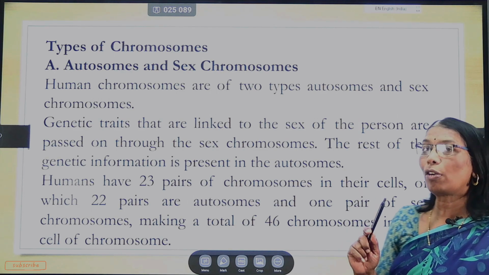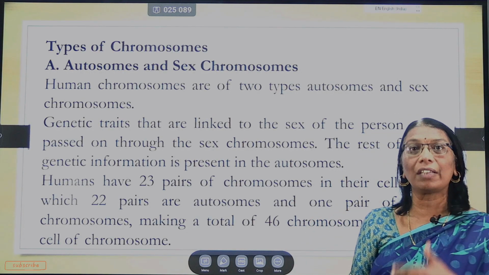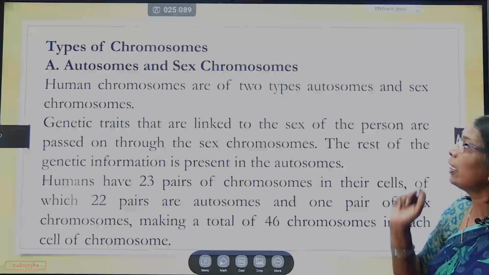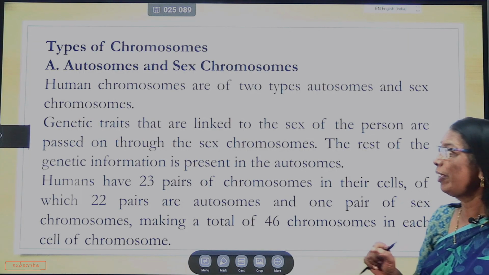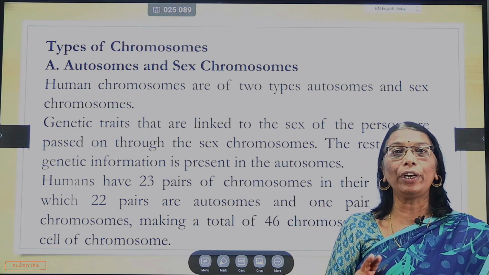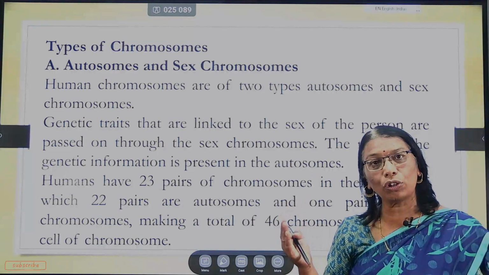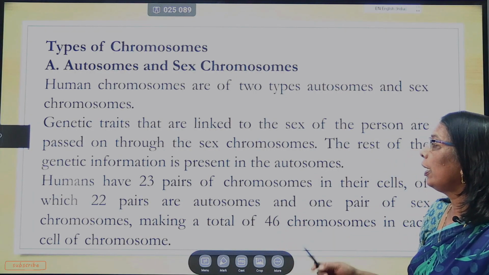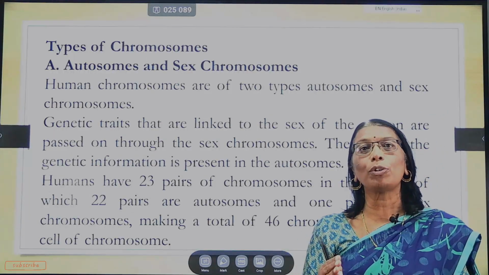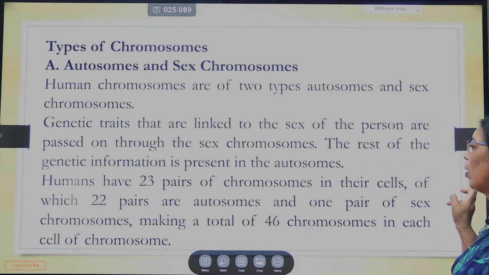While the sex chromosome means that the genes present on that chromosome are mainly responsible for maleness, femaleness, sex determination, as well as the character of a sex. Therefore, these chromosomes are termed as sex chromosomes. In a human being, 23 pairs of chromosomes are present. Out of that, 22 pairs of chromosomes are termed as autosomes, and only one pair is a sex chromosome, either XX or XY. The X chromosome is mainly responsible for femaleness, while the Y chromosome is responsible for maleness.